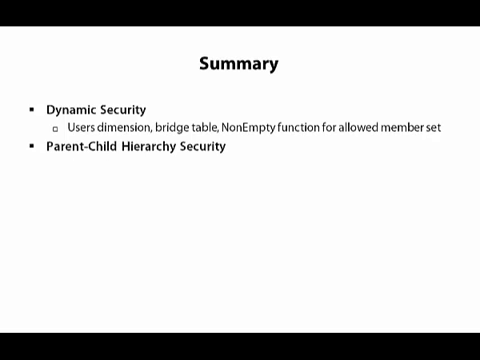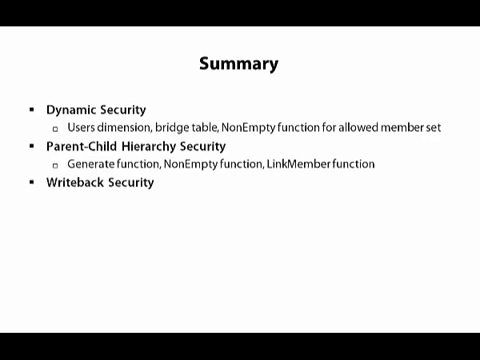We also learned about working with a parent-child hierarchy security. Now, even though we can set up dynamic security for parent-child hierarchy, we saw that the non-empty function that we use for standard hierarchies doesn't work quite the same way. So instead, we use the generate function to loop through key attribute members that get returned by the non-empty function, and for each of those, we use the link member function to find the corresponding parent-child hierarchy member.